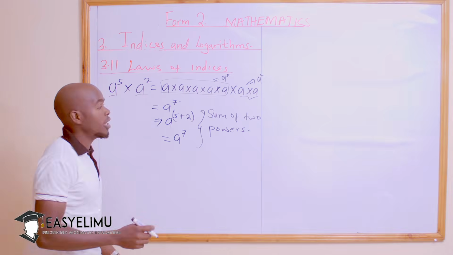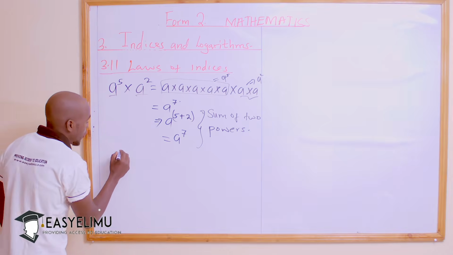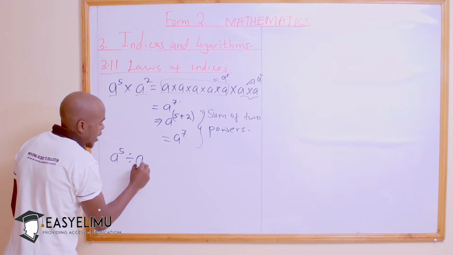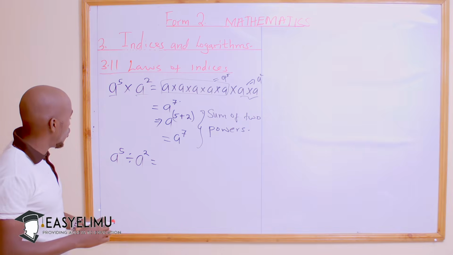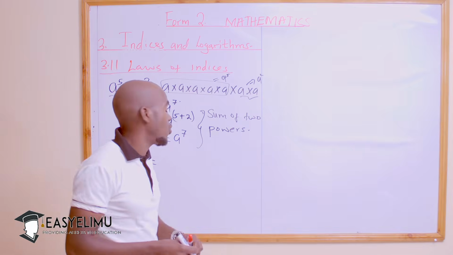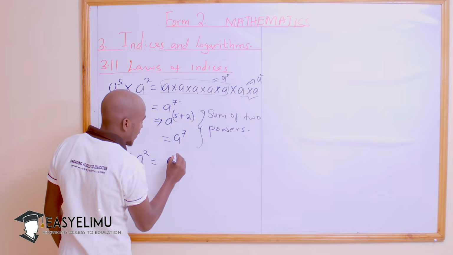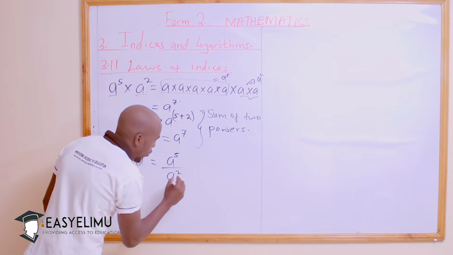Let's consider another one with the division, so that we may have a raised to, for example, let's say 5, divided by a raised to 2. This is the quotient rule, so we shall apply the quotient rule here, and we shall have a raised to 5 divided by a squared.